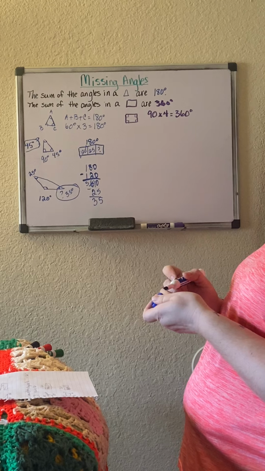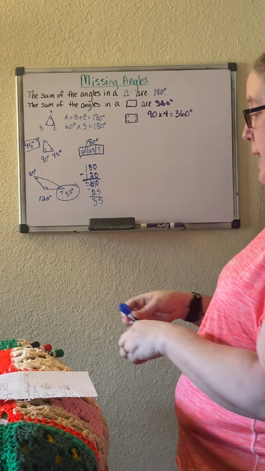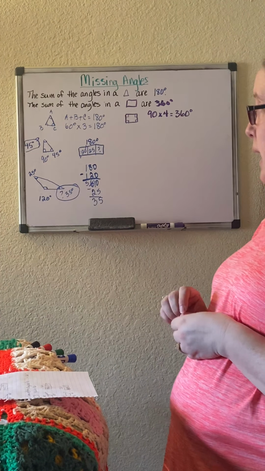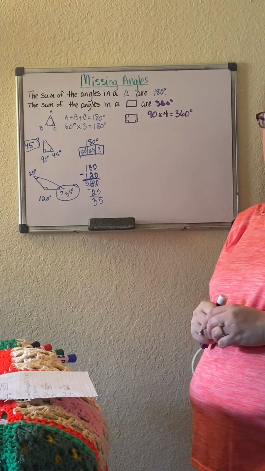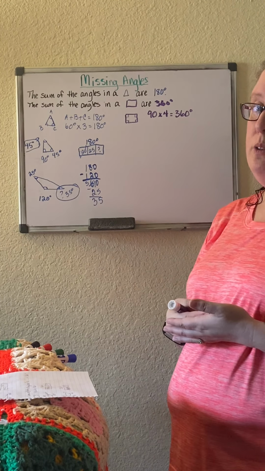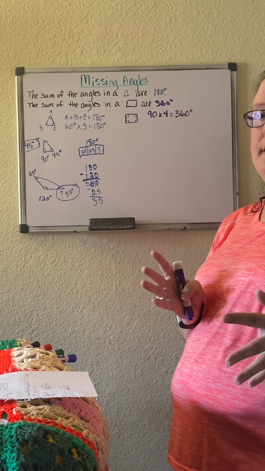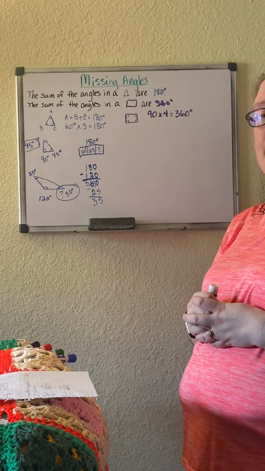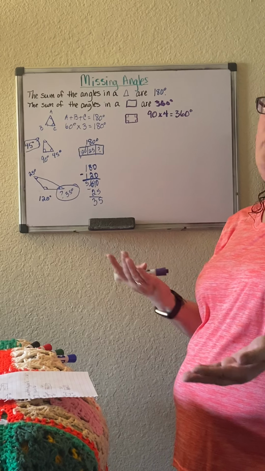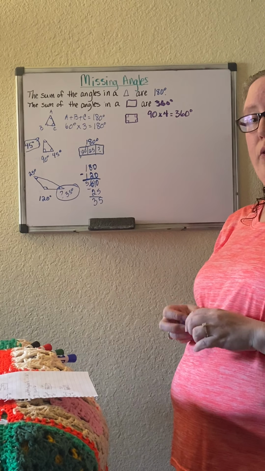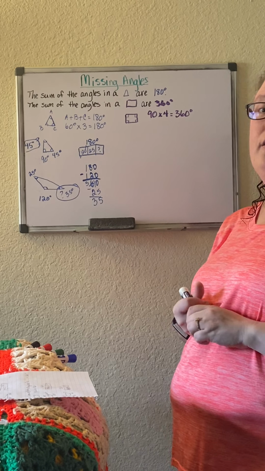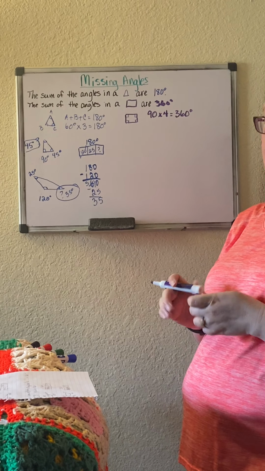All right, so I hope that helps you with finding the missing angles of a triangle. And now we're going to do the same thing with a missing angle from a quadrilateral. The process is exactly the same. The only thing that's different is that now instead of 3 angles, we have 4 angles. Whatever strategy you were working with before for the triangles will work for the quadrilaterals as well.